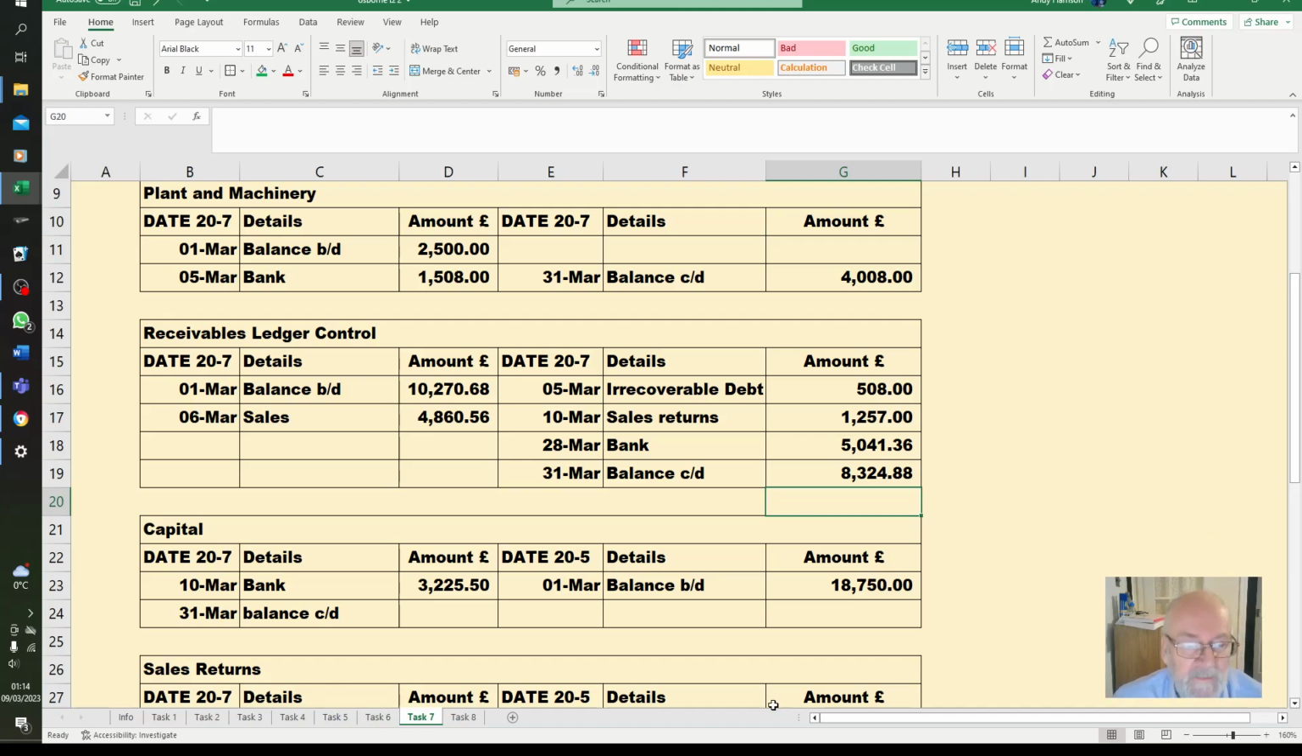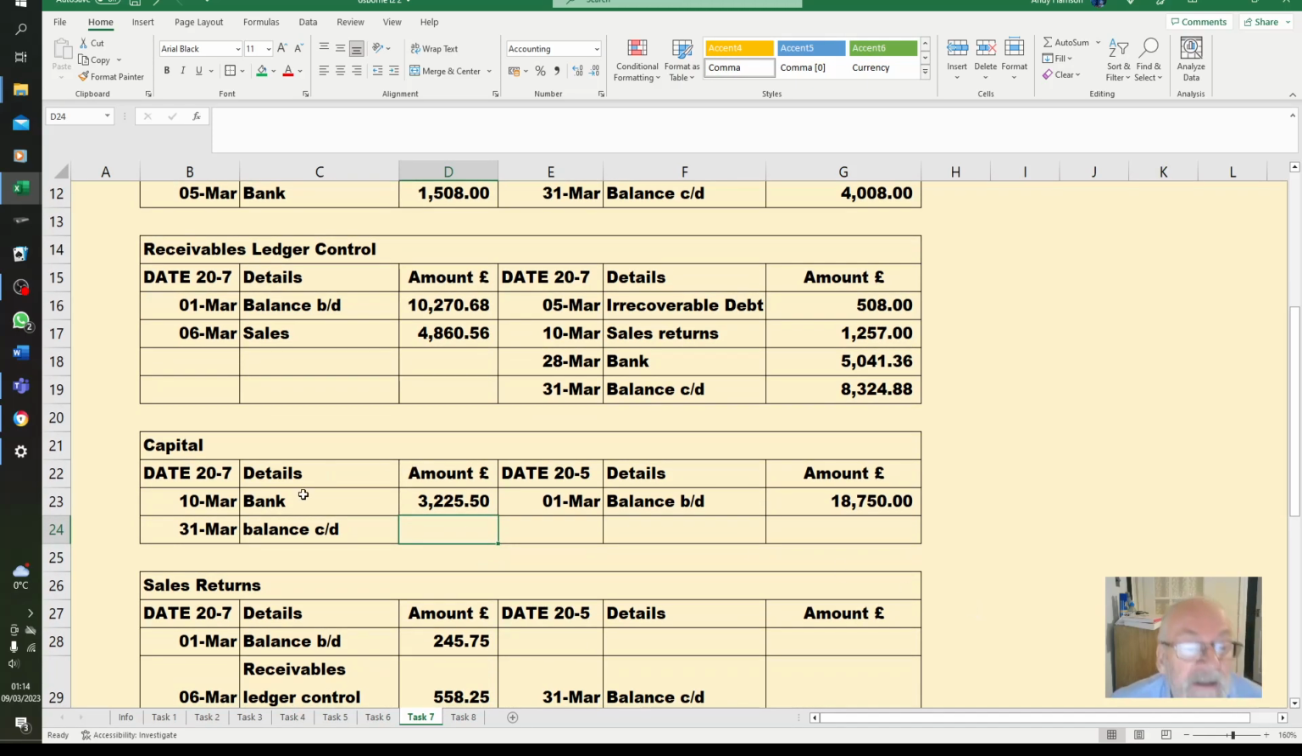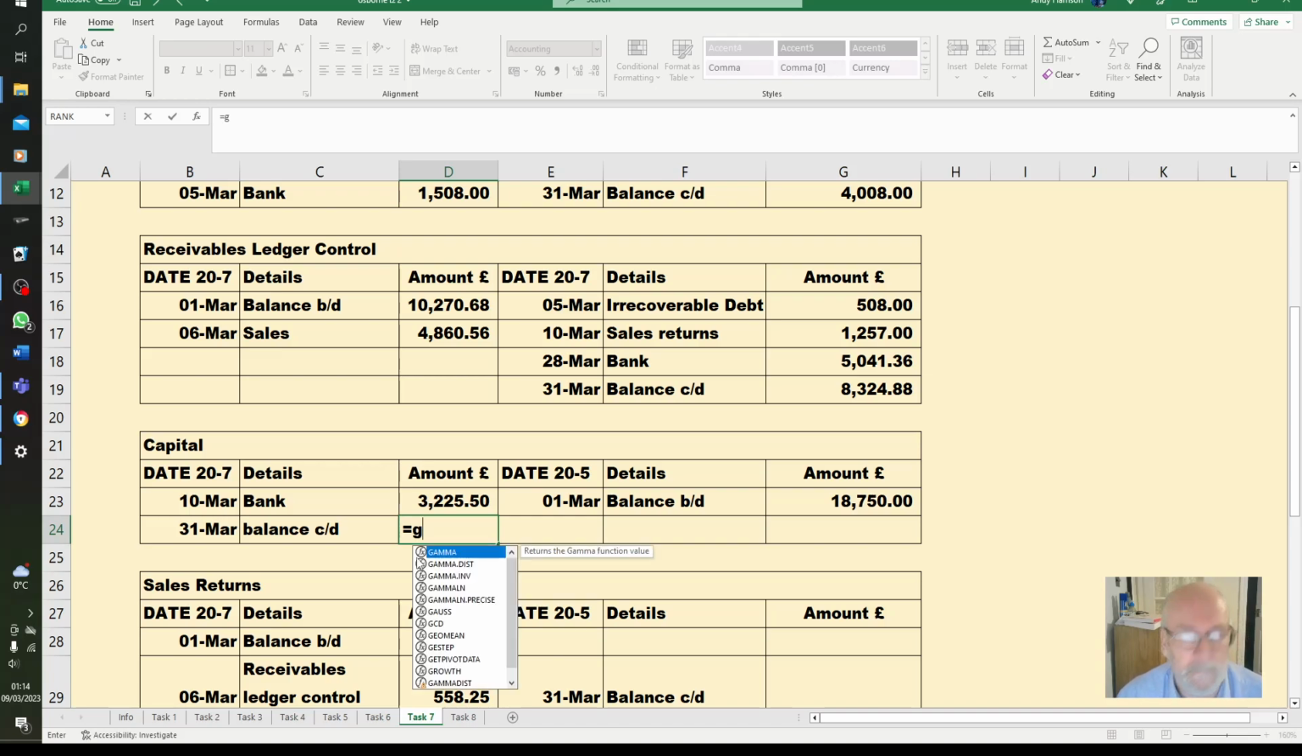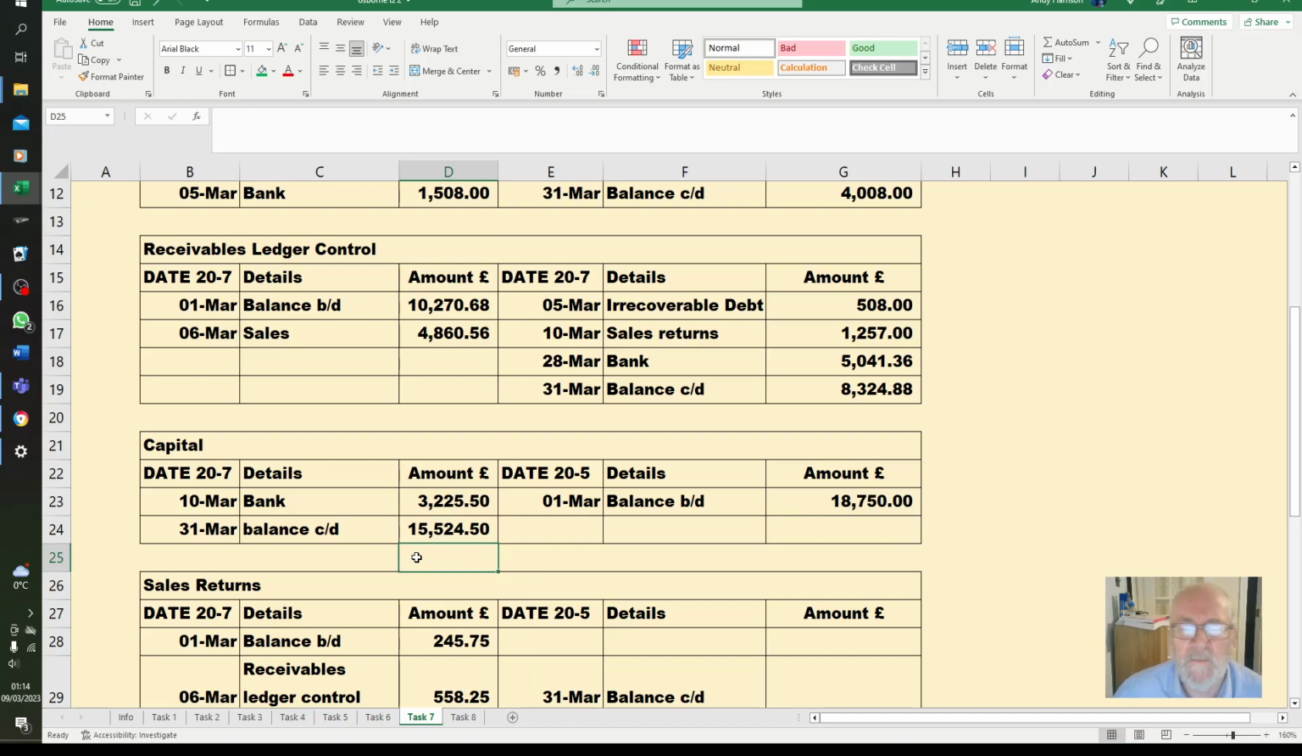Capital, we've got one debit and one credit entry. A bit baffled about this one because actually bank, that means the owner has taken some money out of the capital. Other people would record it as drawings. But it does the same thing, it reduces the owner's capital in the business and there's money out the bank.